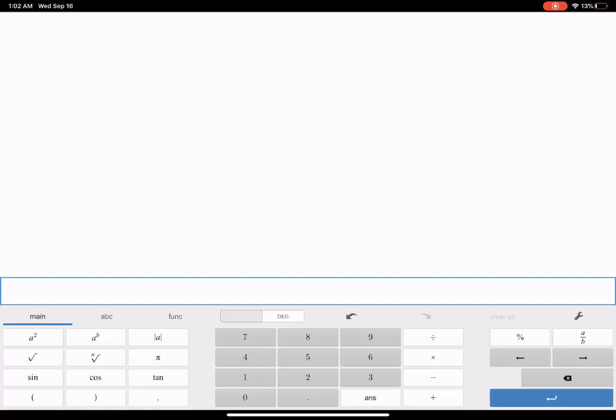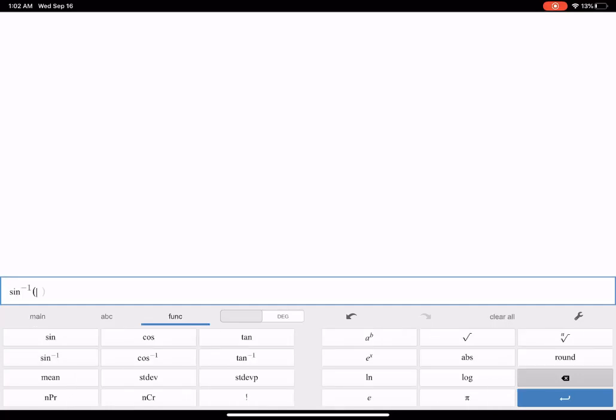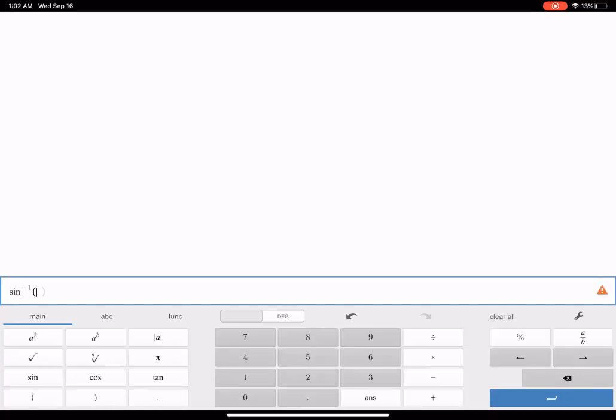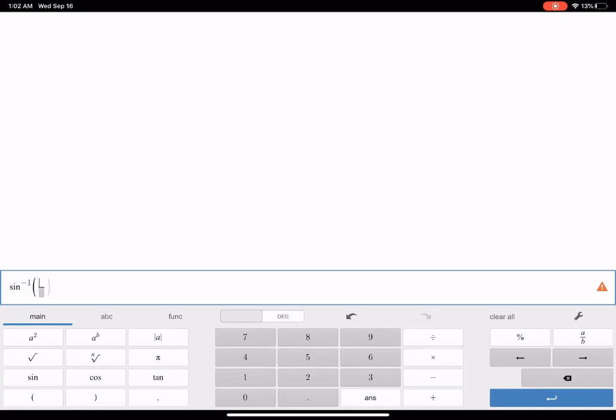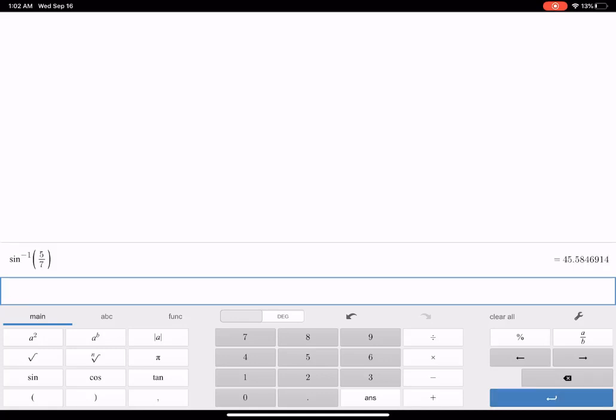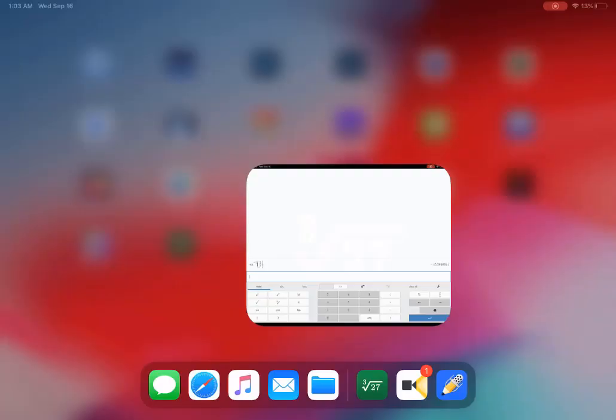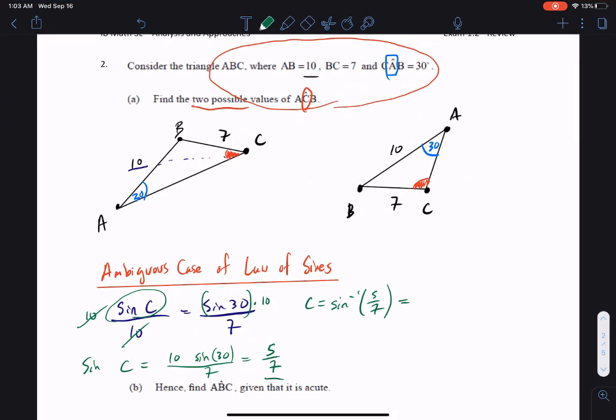So here's what I'm going to do. Function right here, I'm going to go to sine inverse, go back to main and type in 5 over 7. Sine inverse of 5 over 7. This angle is 45.58 degrees. So that's what this is. That's one of your answers.